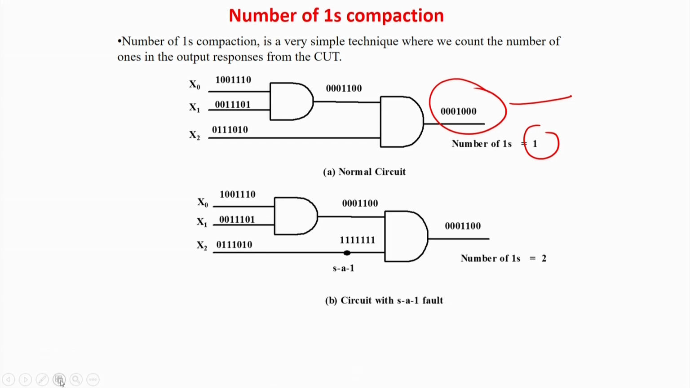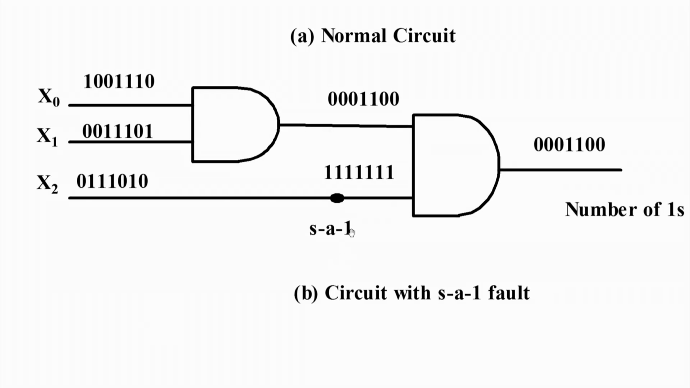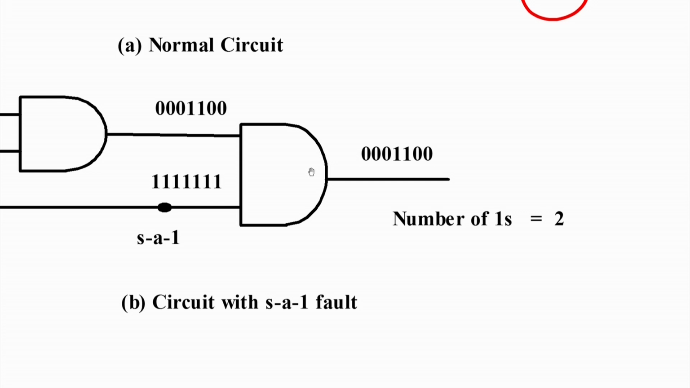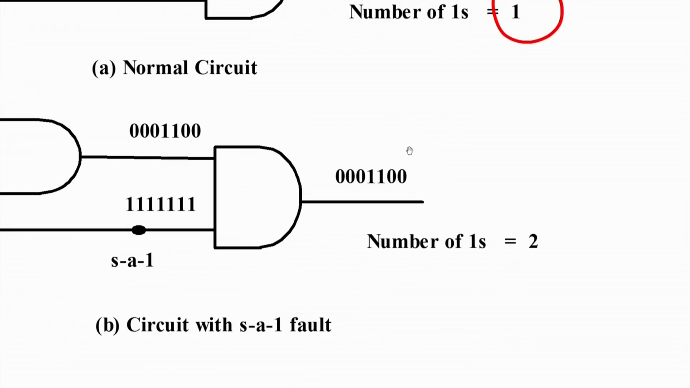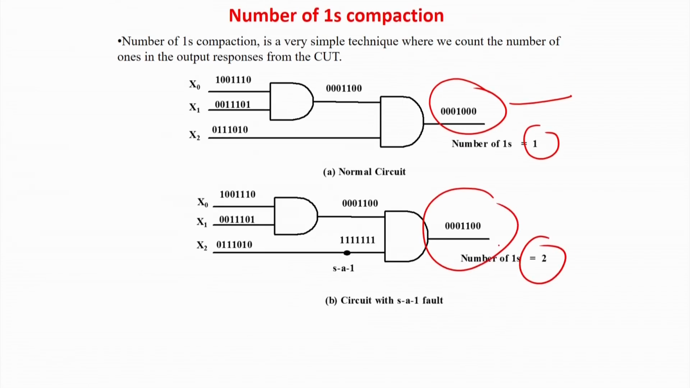Now say there is a stuck-at fault at this line in the output. If you do an AND, we will find that the output is this, so the number of ones will be 2. You just send the count to the ATE memory, and you will find there is a mismatch in the number of ones. So this circuit has a fault.